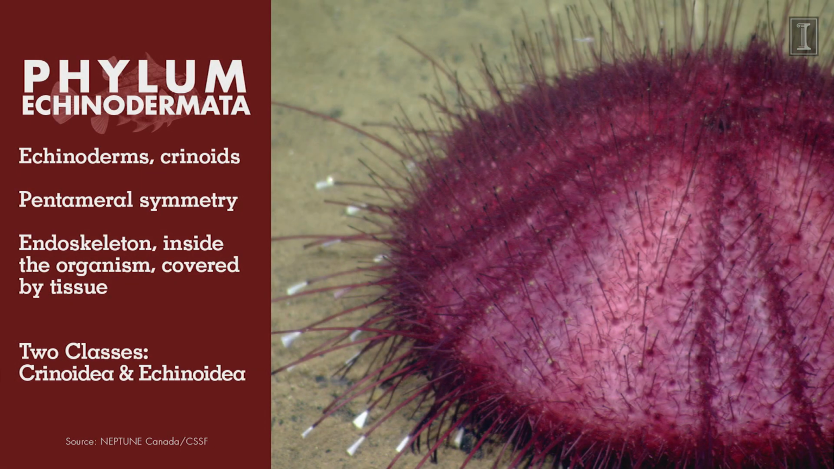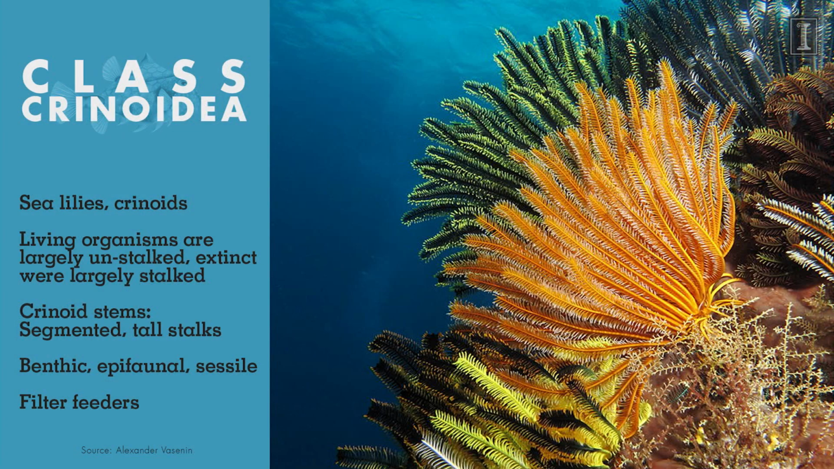So their symmetry is pentameral symmetry with some exceptions, and they have a calcium carbonate endoskeleton, meaning inside their bodies. So they're covered by a soft layer of tissue on the outside. There's two classes we'd like to consider within the phylum Echinodermata, Crinoidea and Echinoidea. The first class is Crinoidea, and this is represented by sea lilies and crinoids, hence the name.